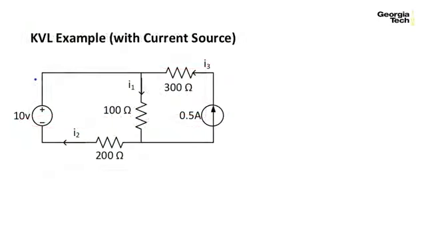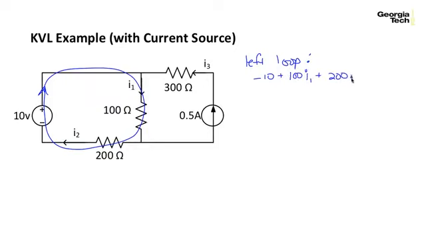Another example I want to highlight is a Kirchhoff's voltage law with a current source in there. Look at this loop right here, and I'm going to mark it as the left loop. Minus 10, going around this way, plus this current times 100. So I'm using Ohm's law. So 100 times I1 plus 200 times I2 is equal to 0. So that's one of my equations.